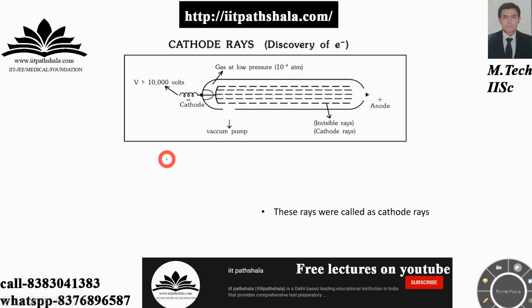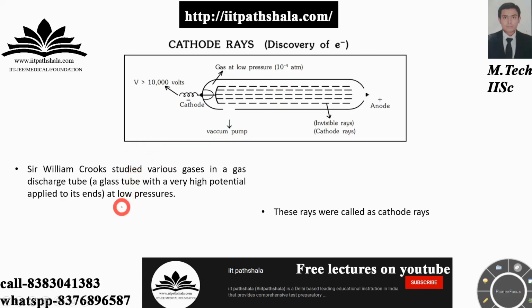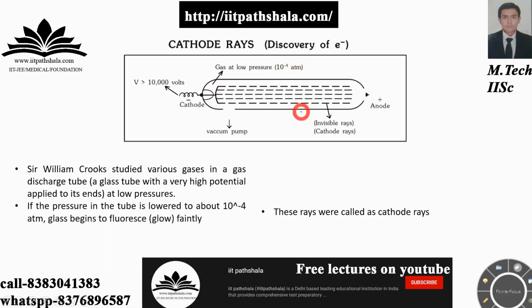So now let us talk about the history of these cathode rays. First, Sir William Crookes studied various gases in a gas discharge tube. This tube is nothing but your gas discharge tube, a glass tube which is at a very high potential, and a very low pressure of 10 to the power minus 4 atm was maintained inside the glass tube. If the pressure in the tube is lowered to about 10 to the power minus 4 atm, then the glass begins to glow faintly, as you will see in the upcoming slide.